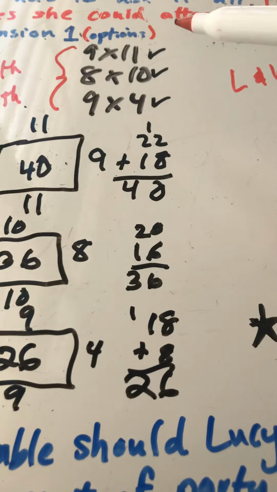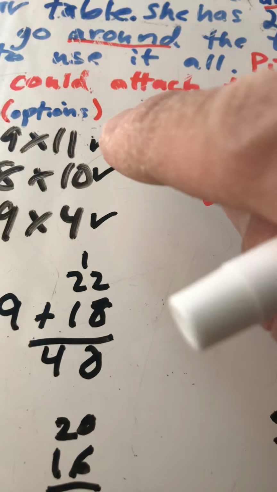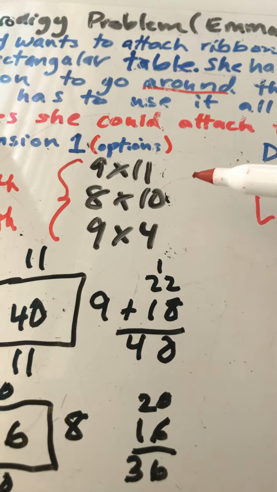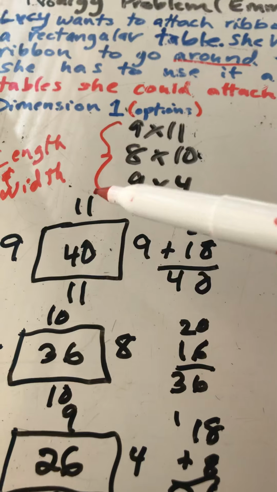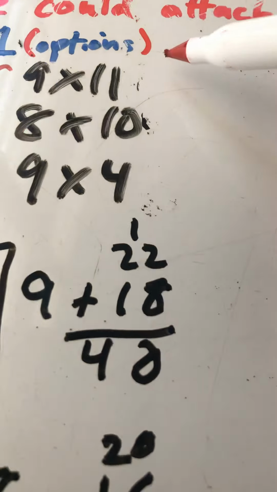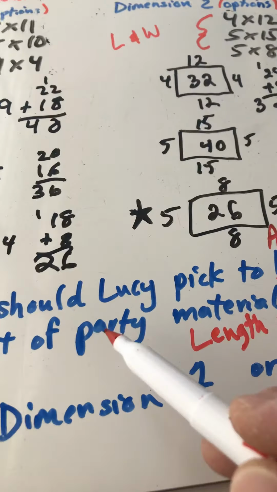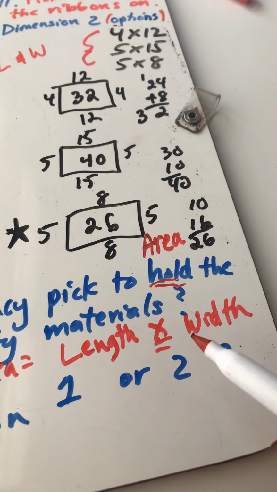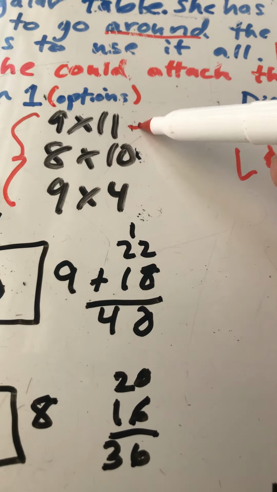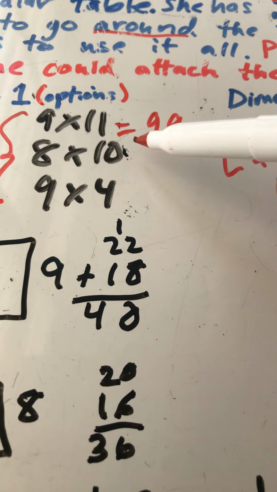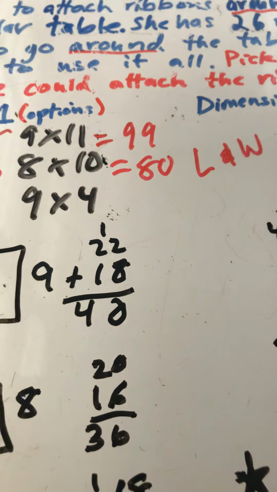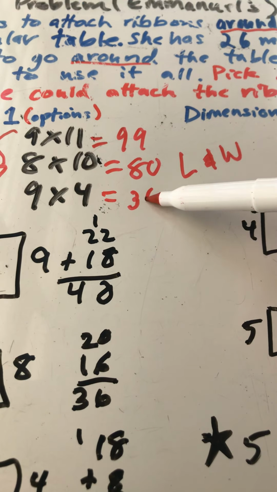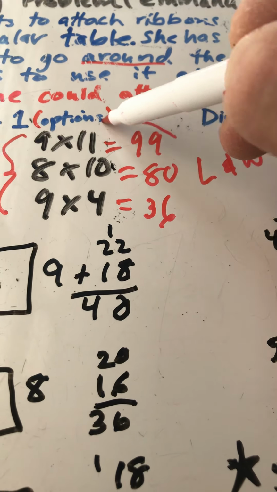Now I'm going to use the same numbers, but I'm going to do a little different math. Instead of saying 9 and 9 is 18, 11 and 11 is 22, and adding it, I'm going to multiply, because that's how you figure area. Area is length times width this time. So 9 times 11 is 99. 8 times 10 is 80. 9 times 4 is 36. So the biggest number here is that one.